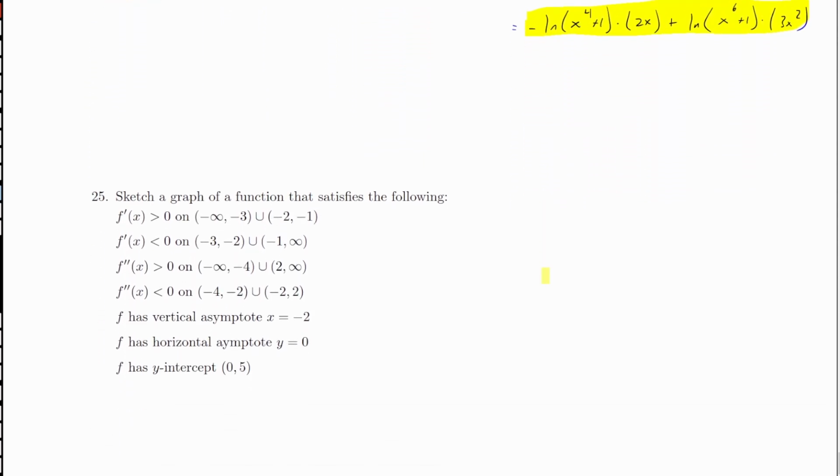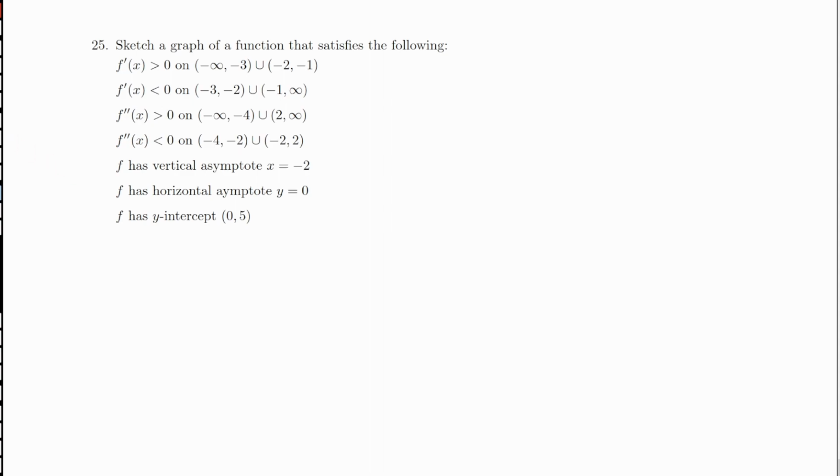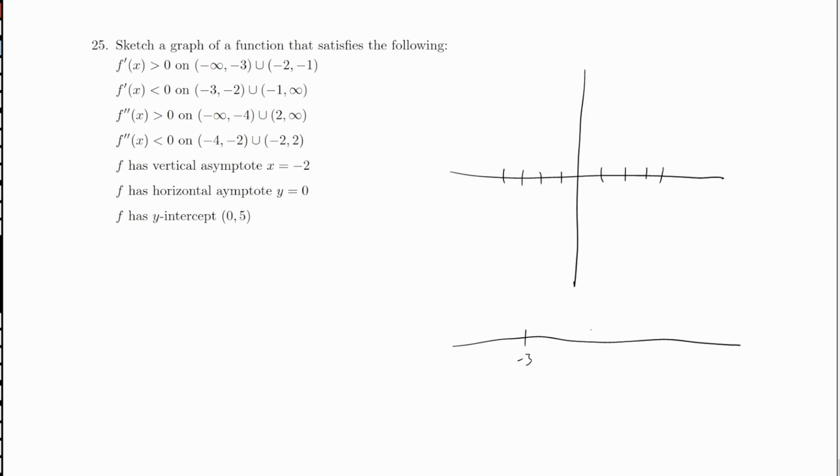Okay, problem 25. Sketch a graph that satisfies the following. So what I'm going to do is put my axes down, and underneath I'm going to put down a number line where I'm going to list all of my relevant information. Okay, so stuff happens here at -3, and at -2, and at -1, and at +2, and at -4.